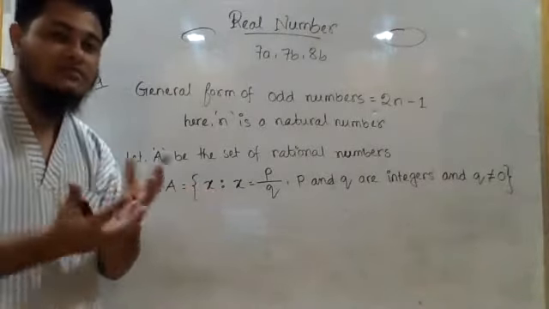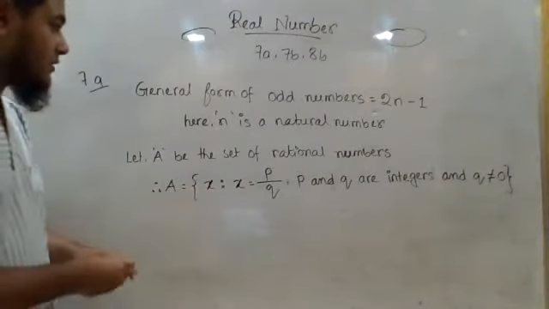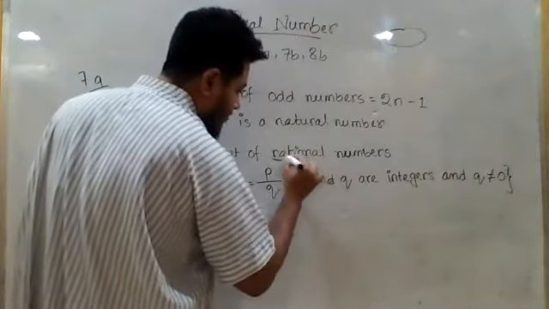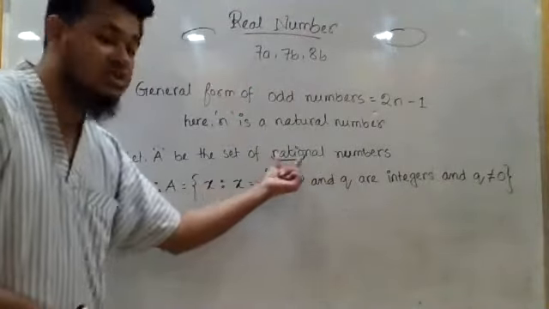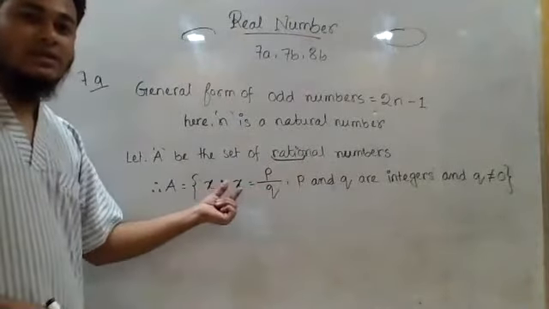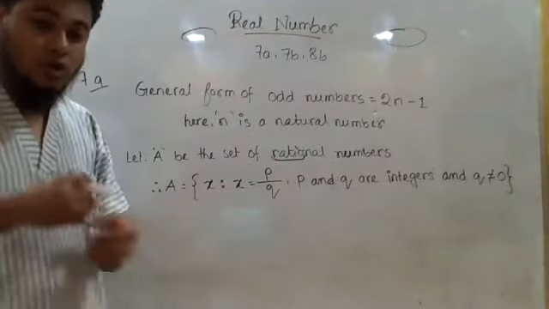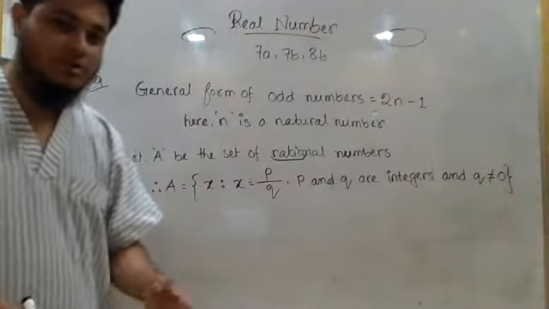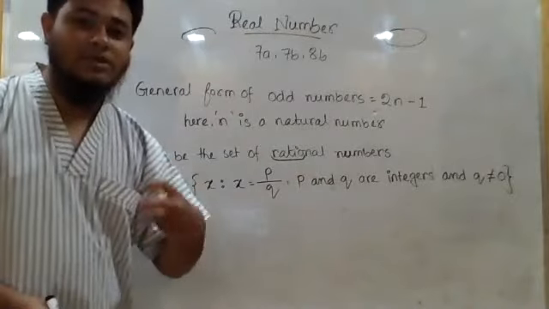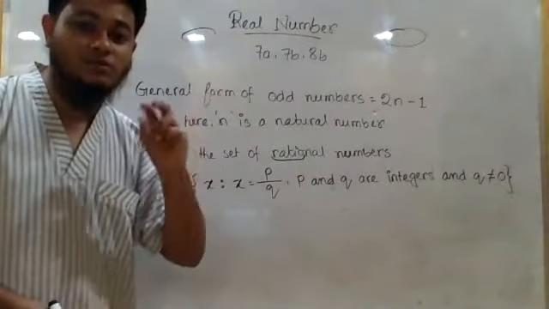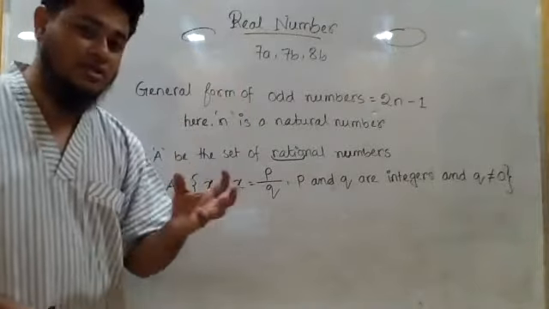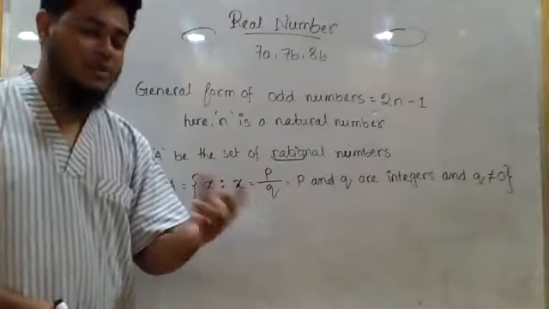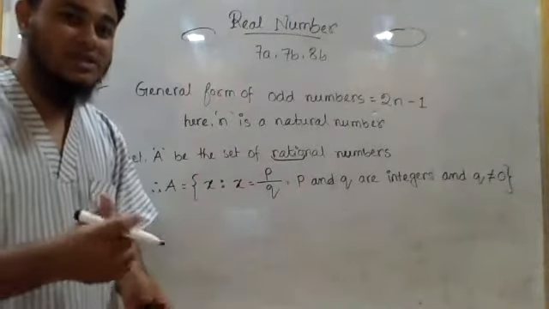Now, how can we define a rational number? If you remember, I told you in class that the word rational has come from the word ratio. So definitely this must be expressed in the form of a ratio. Do you understand my point? If any number can be expressed as a ratio of two integers, then we can say that this is a rational number. If I cannot express a number as a ratio of two other numbers, then I cannot say this is a rational number. That will be an irrational number.